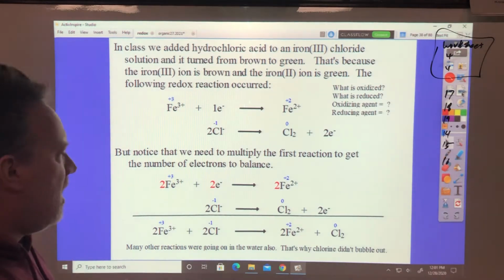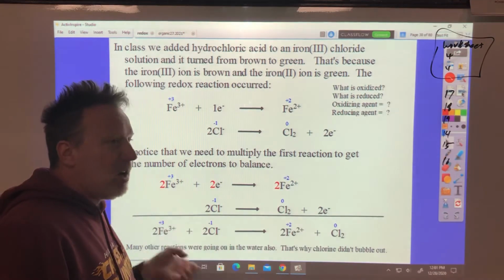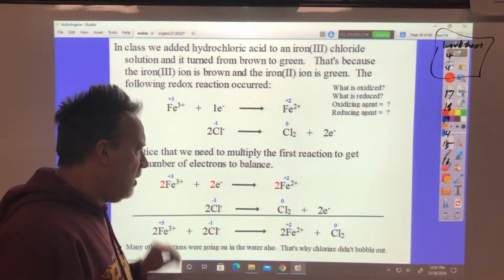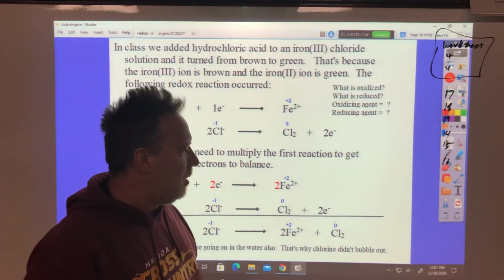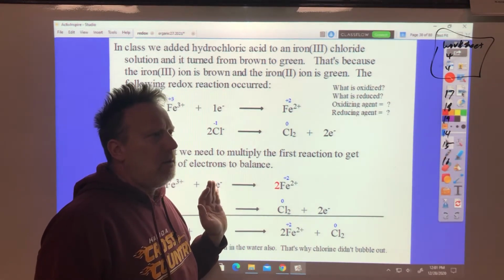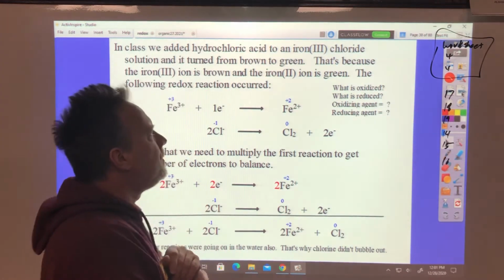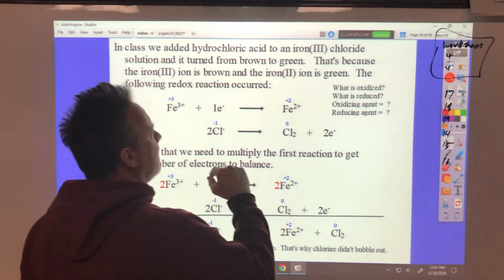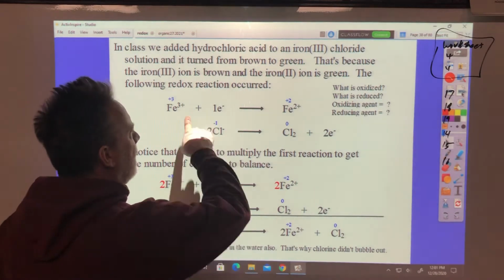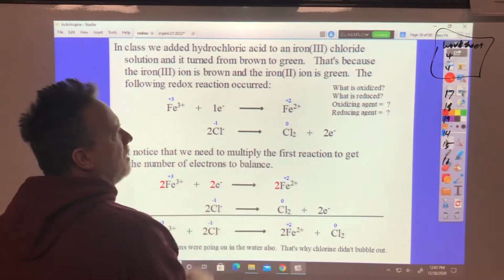Now, in this case, it didn't give off chlorine gas because there's other reactions going on in there, and chlorine gas doesn't bubble out. But you can get a nasty surprise if you're dumping things together and a redox reaction goes. So in this case, what is oxidized? It's whatever lost electrons. So this would be the one that's oxidized, and this is the one that's reduced.